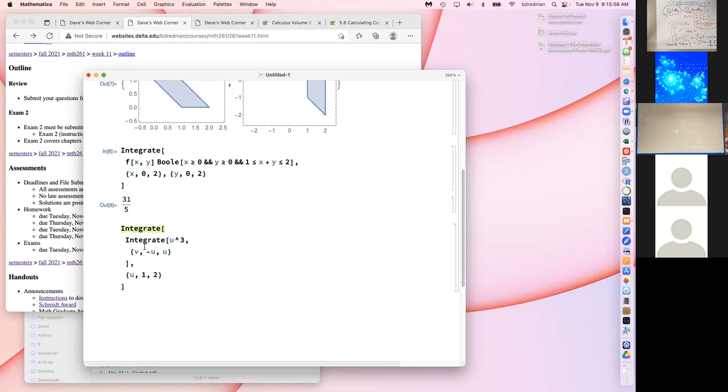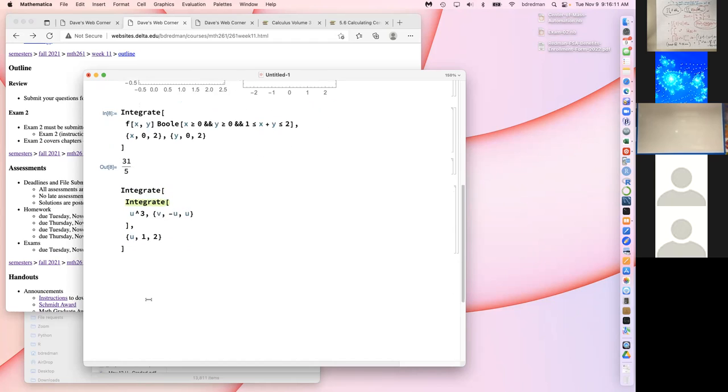Good. And make sure I have matching braces everywhere. I think I do. Okay. I think we have that set up correctly. This is the simplified integral, much nicer limits. I don't have to do any fancy trick with this Boole function. And what do I get? 62 over 5. Okay, what did I leave out?